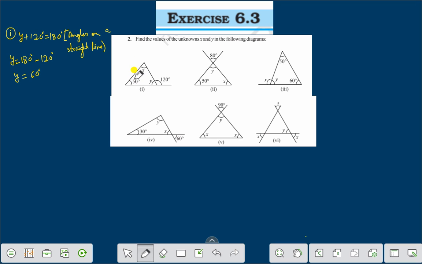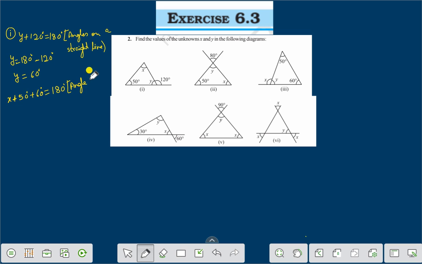Now you know that the sum of the angles of a triangle is 180 degree. Therefore, this angle plus this angle plus this angle is equal to 180 degree. Right? Now y is 60 degree. Therefore, x plus 50 degree plus y, which is 60 degree, is equal to 180 degree. That is the angle sum property of a triangle.